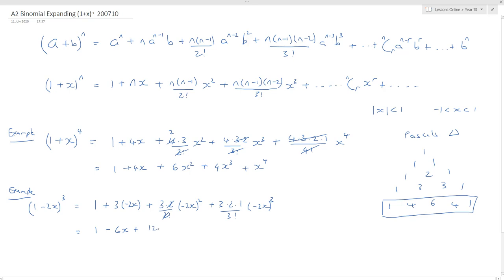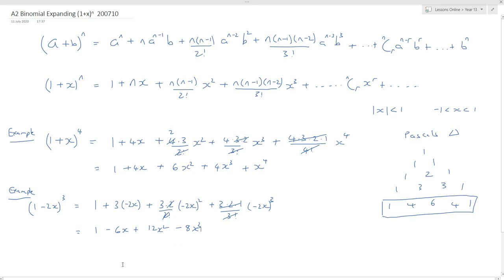So we've got 12x squared. We've got 3 negatives here, so we're going to have a minus. 3 times 2 times 1 cancels with the 3 factorial. So you've got 2 times 2 times 2, leaving us with 8x to the power of 3. So that's our solution.